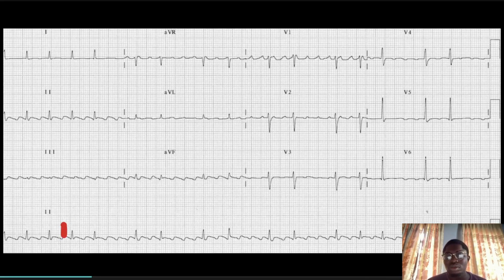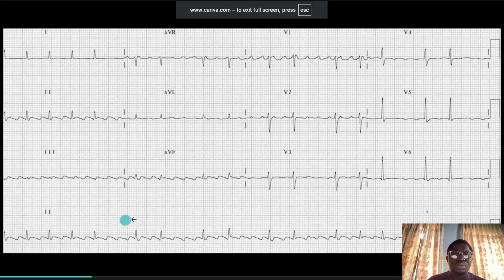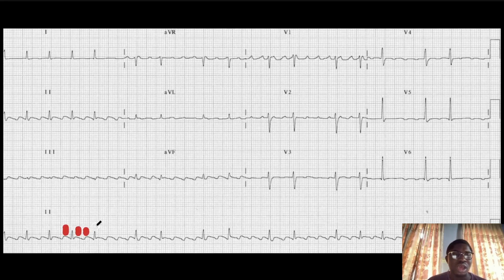sorry about that. We can see depolarizations. One second. Okay, we can see depolarization and atrial activity right here, but this doesn't count as P waves. This counts as flutter waves, right? The shape of this tells me it is that of a flutter wave.